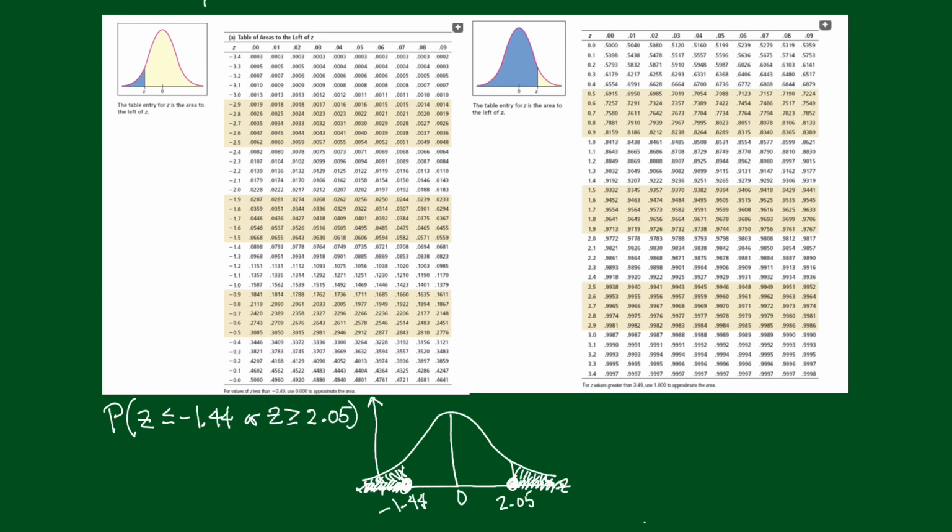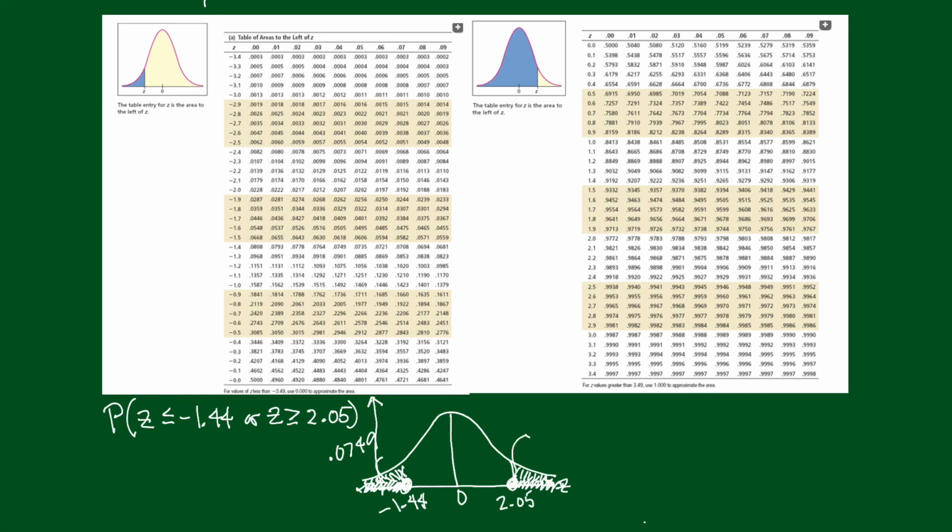Now this area over here we can get directly, right? Because it's just how the table reads, from negative infinity up to our number. So this one I can read by looking at negative 1.44. So negative 1.4 right there over to the 4 column. Be careful, it's 0, 1, 2, 3, 4. I get 0.0749. So this area here is 0.0749.